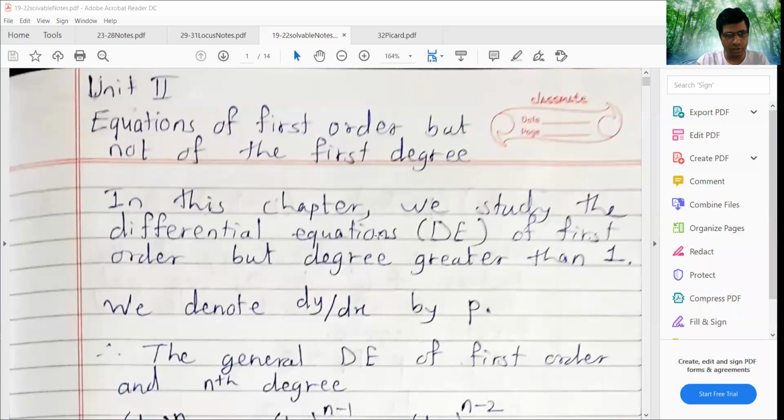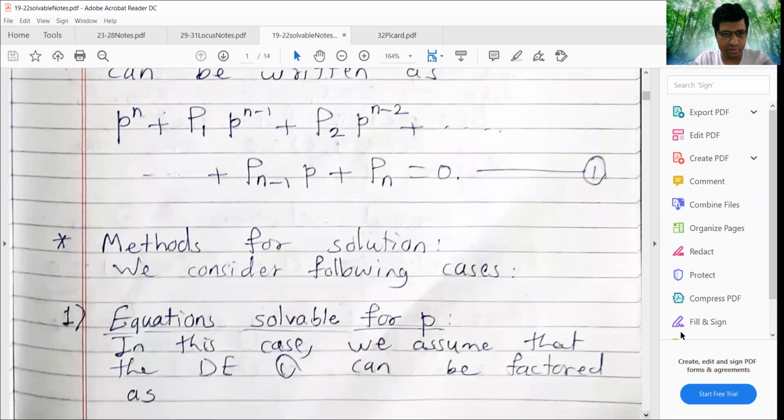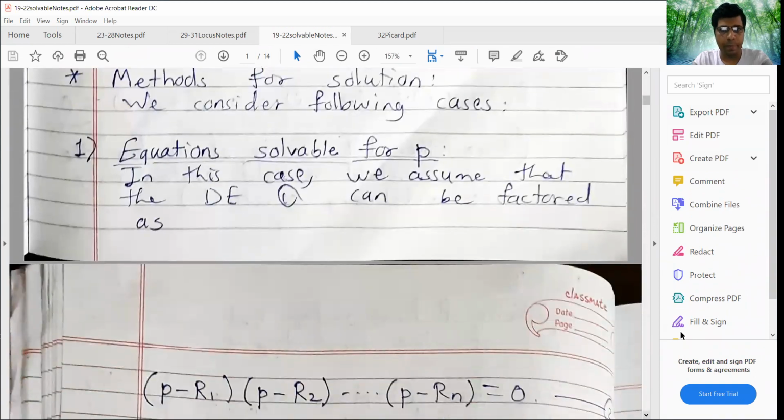Dear students, let us revise Unit 2. So Unit 2 is about equations of first order but not of first degree. So these are non-linear differential equations. So first, methods for solution.